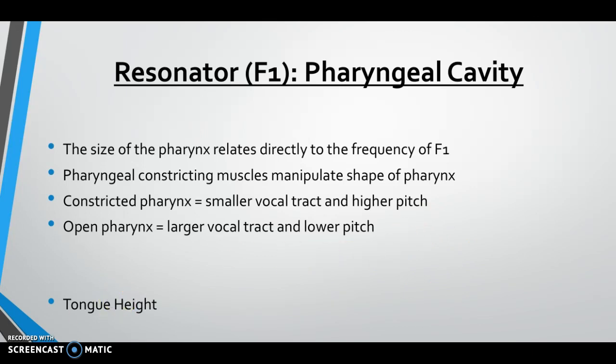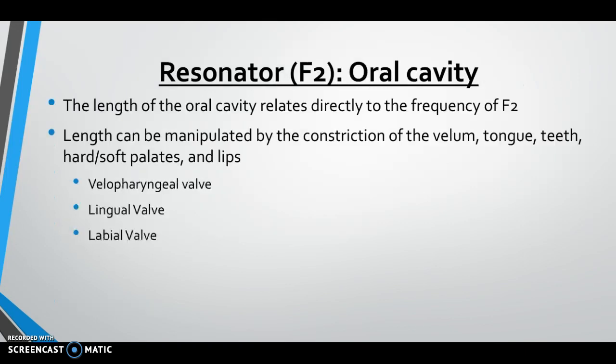So after the air travels through the pharyngeal cavity, F2 is the oral cavity. After the pharyngeal cavity, the air could either flow to the oral, which is F2, or the nasal, which is F3, and the velopharyngeal valve that we talked about before regulates whether the sound goes to the oral or the nasal.